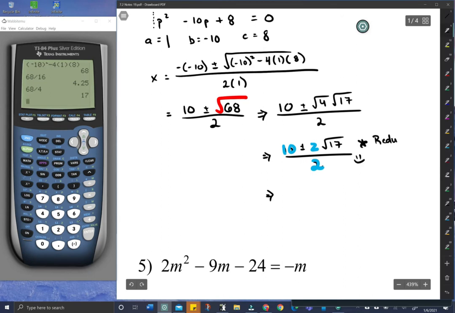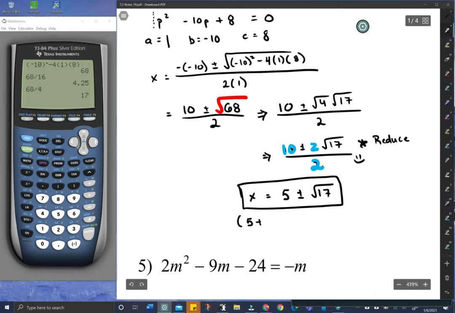And really, this is the final answer. So we can't split it up into 2. Remember, there are technically 2 answers here. It means that the answers are 5 plus root of 17 or 5 minus root of 17. But you can leave it like the boxed answer up there. So not a perfect solution, so to speak, or a whole number or an integer, but it is an irrational solution. You can leave it like that, just breaking up the square roots.